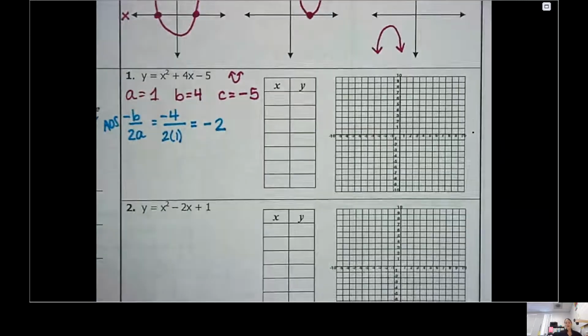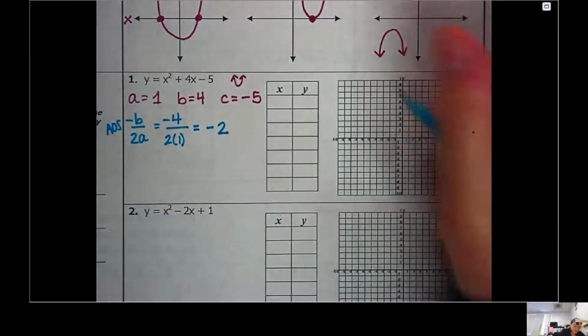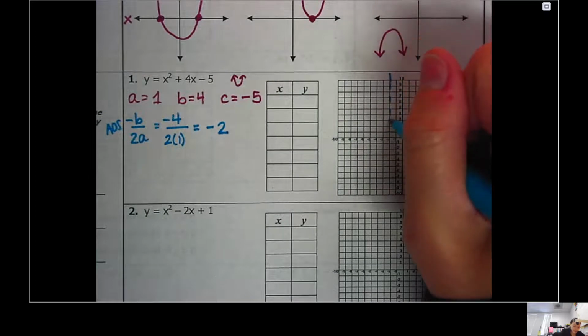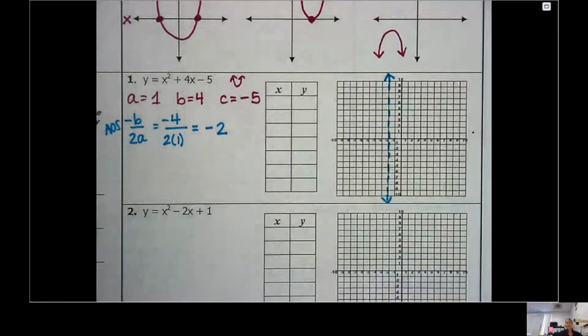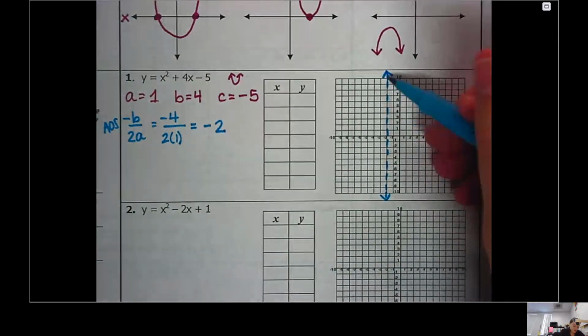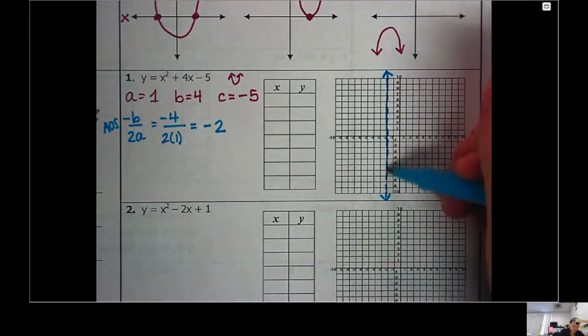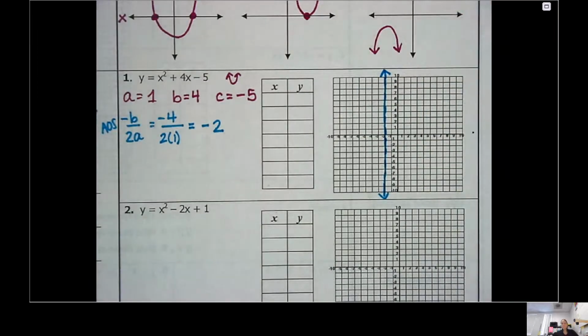Okay, so we'll start by graphing the -2 on our graph. So remember, this is where you got your vertical line. So at -2, dotted line, whatever you want, or a straight line through. There's my axis of symmetry at -2, or you can do a straight line through, I don't care. A little easier to see that way.